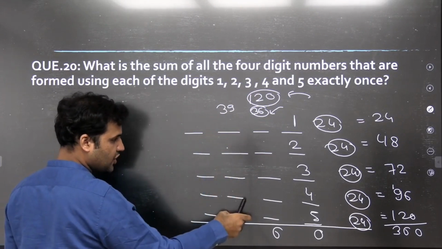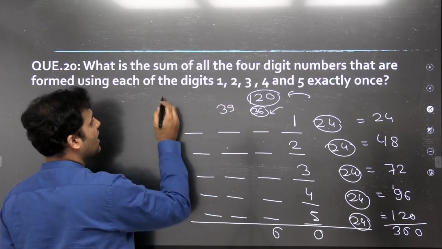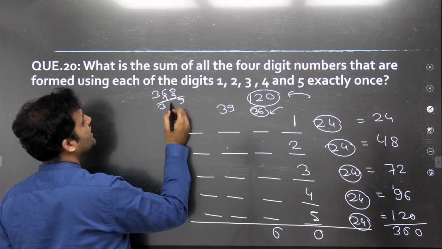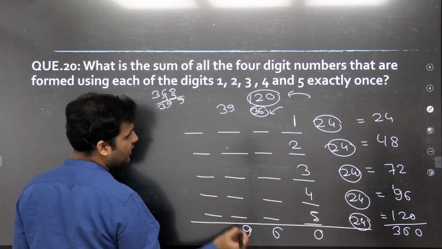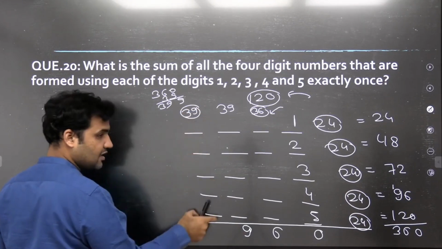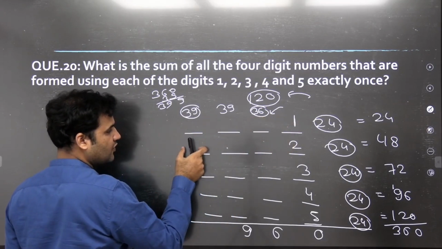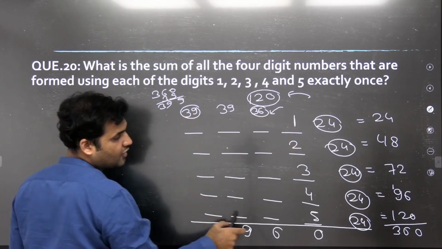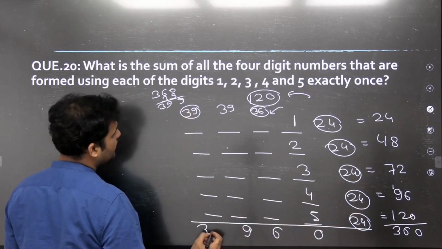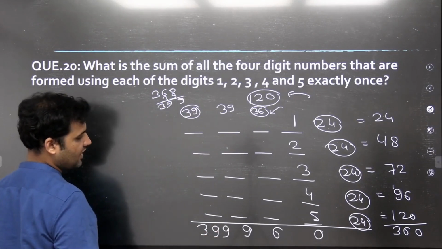Again, for 100th position, the sum will come out to be 360 again. 360 plus 39 will give you the sum as 399. So 9 will be written over here and 39 will be taken as carry forward. Again at the 1000th position, the same 1 will be coming for 24 times, 2 will be coming for 24 times. So total you will have 360 again. 360 plus 39 will give you 399, right? 360 plus 39 will again give you 399.